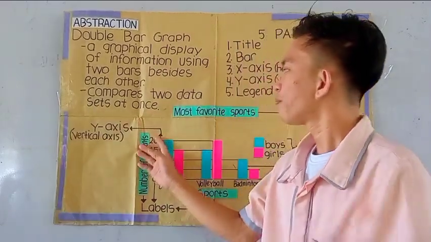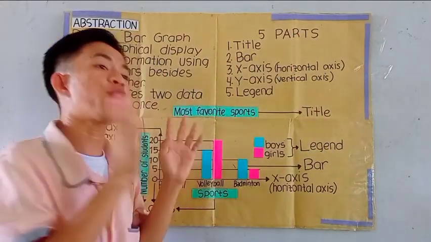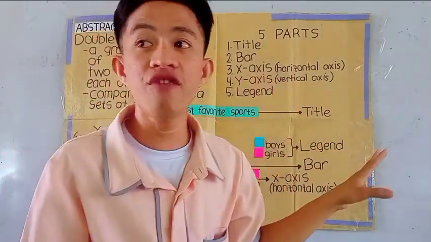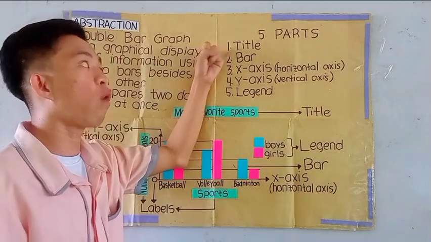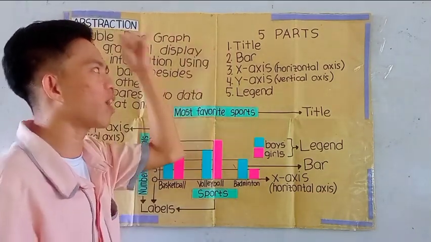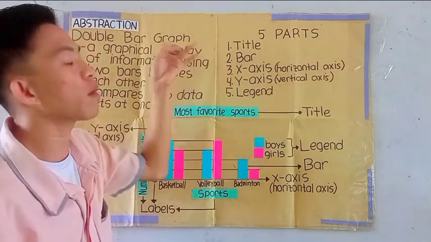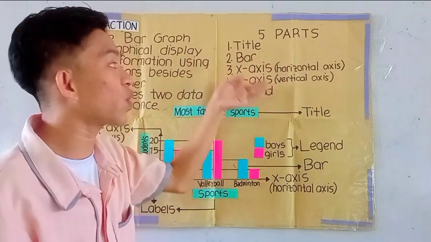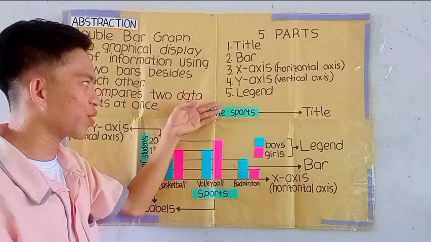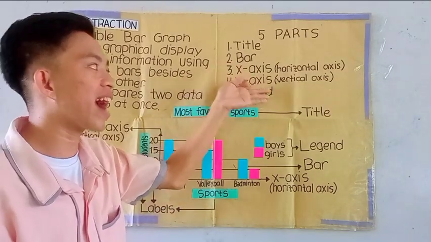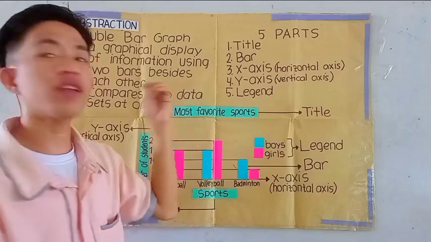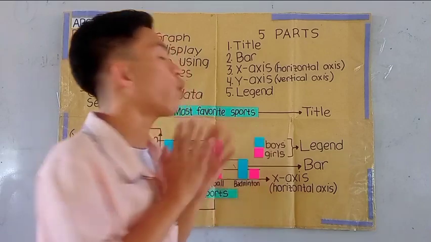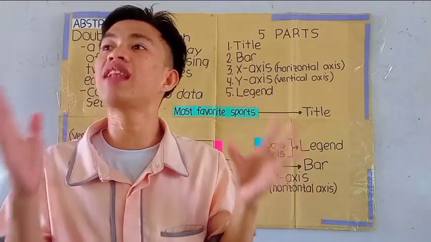As you can see, I have an example here. But before we go to the example, I would like to introduce the five parts of the double bar graph. Number 1, kindly read. Okay, title. Number 2, correct, it's the bar. Number 3, it's the x-axis or horizontal axis. Very good. How about number 4? Y-axis or vertical axis. How about number 5? Correct, legend.